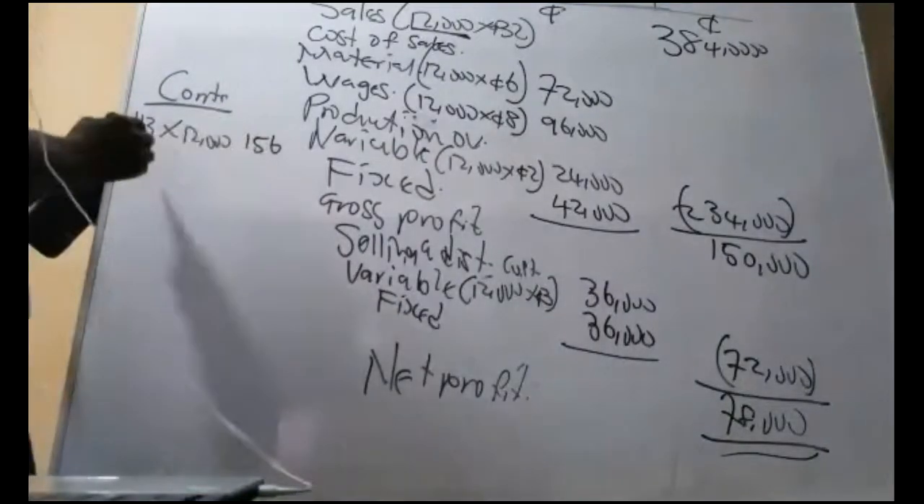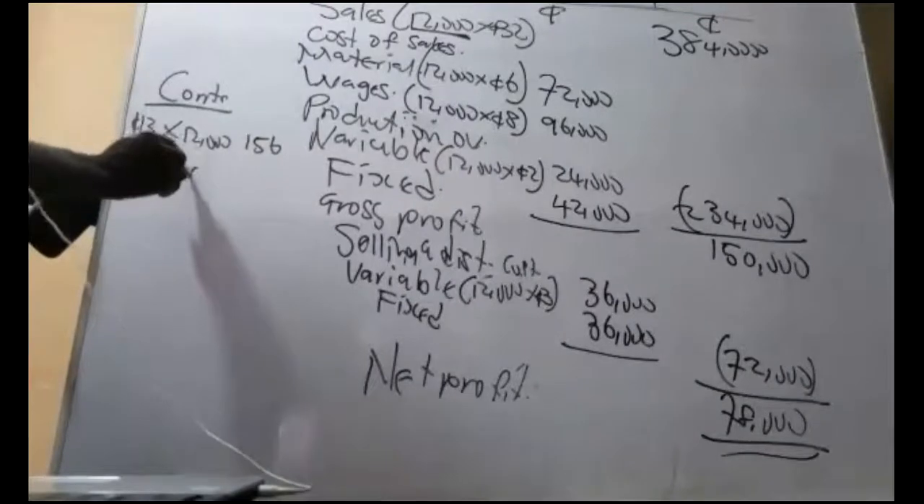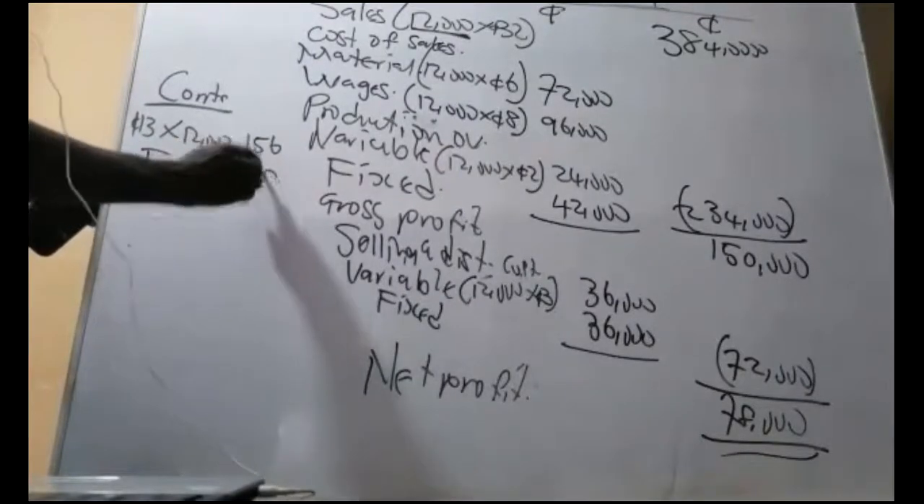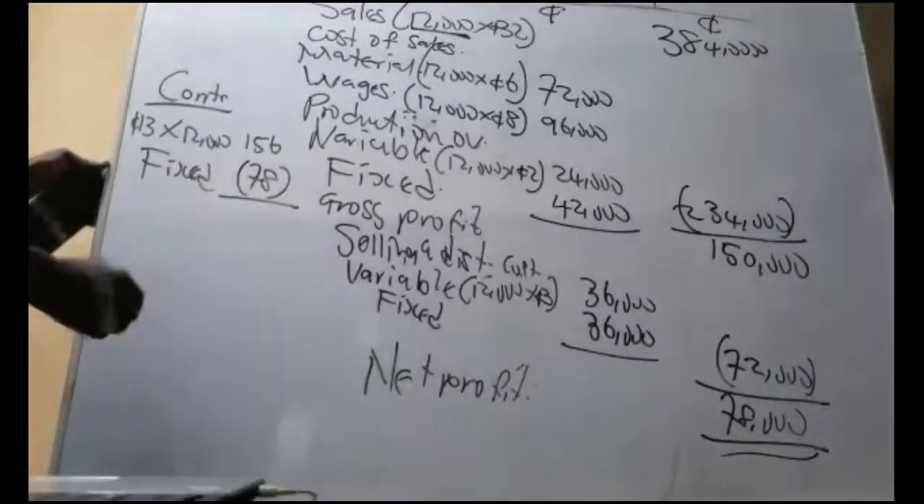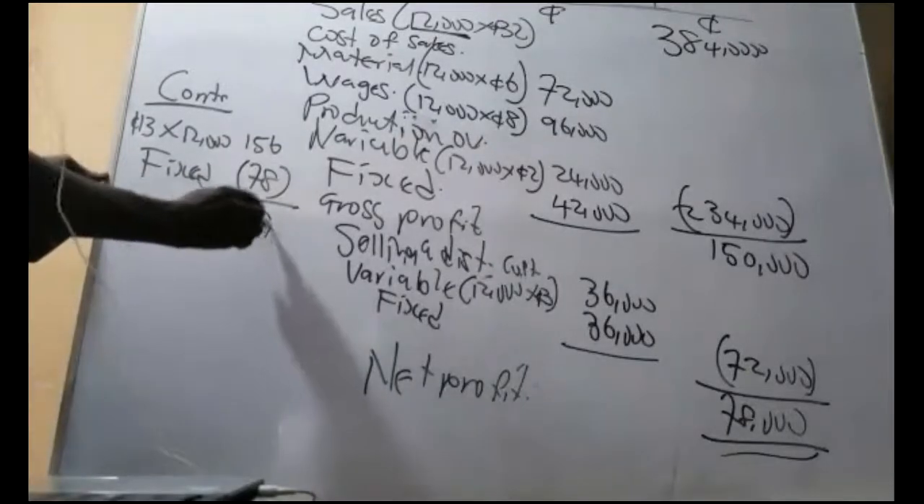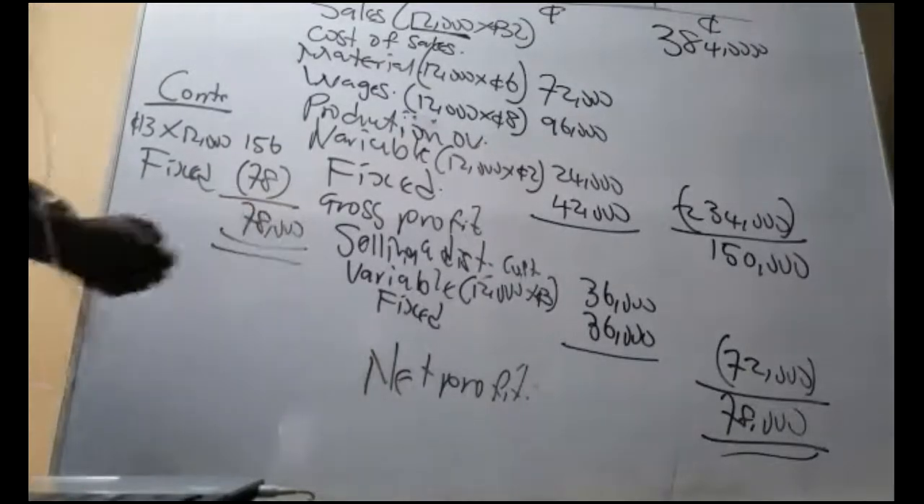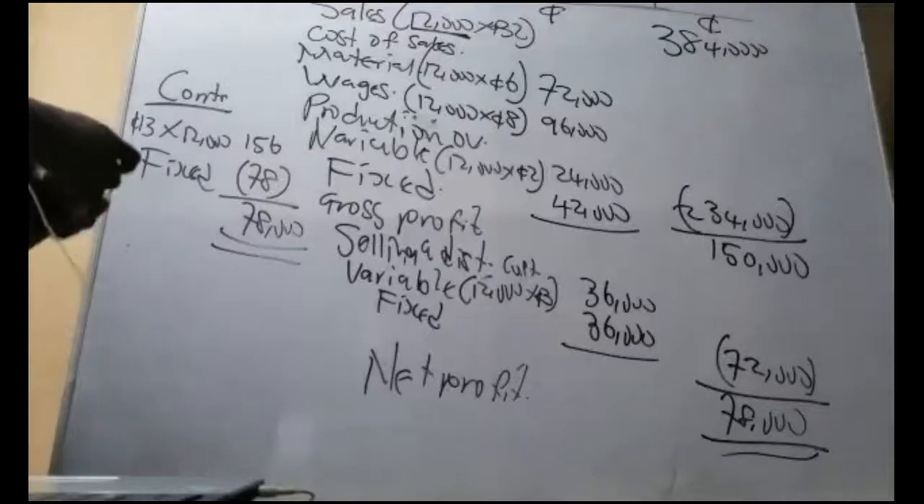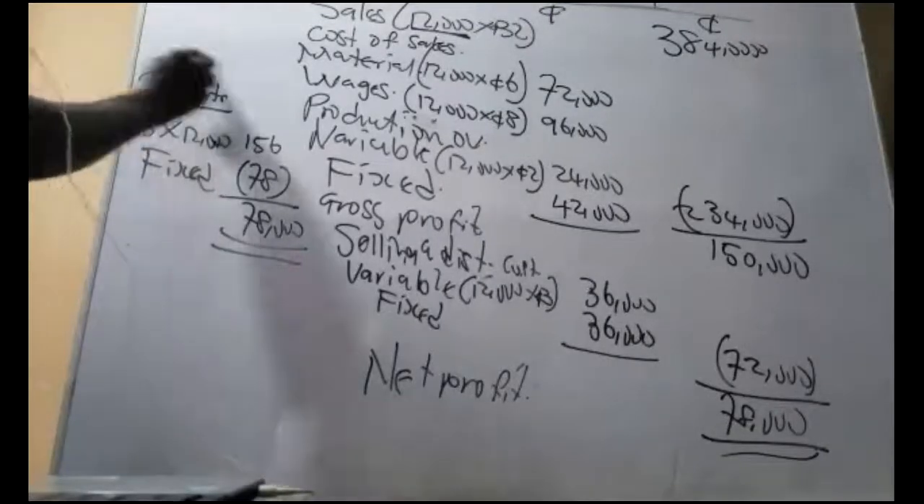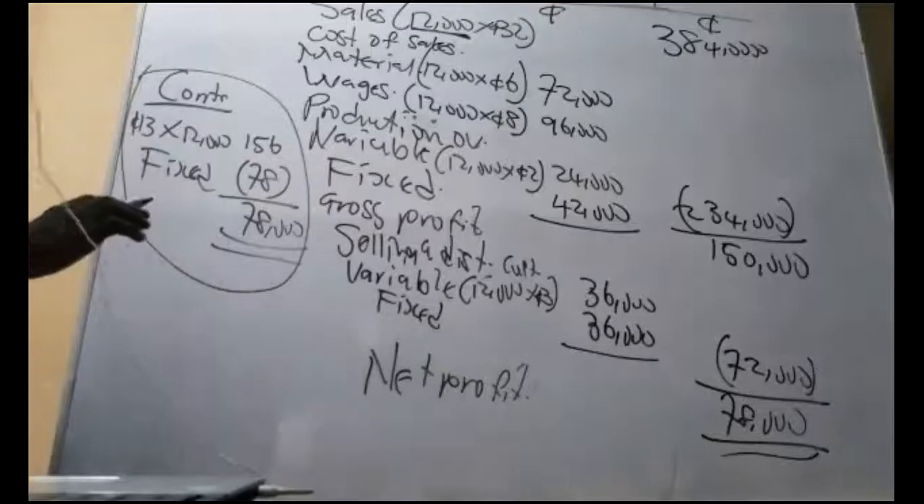Good, 156. What's the fixed cost? 70. So if you take 70 from it, what do you get? You get 78,000. So if we are interested in the profit, we go by this. If you are asked to calculate the profit like this, you are done.